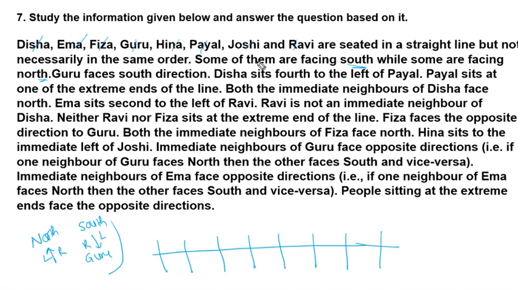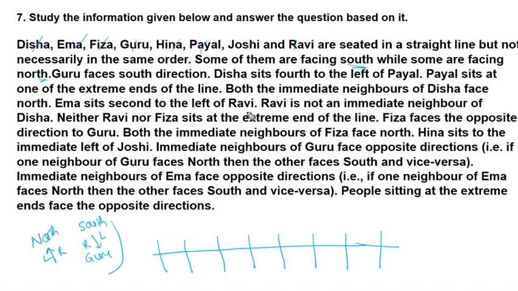Okay. Then Disha sits fourth left of Payal. Payal sits at one of the extreme end of the line. I think we can start by using this point. So Payal sits at one of the extreme end of the line, means that can be towards left end or towards right end. So to the left of Payal, Disha should be there. Fine. Then both the immediate neighbors of Disha are facing north. So we have connectivity here.